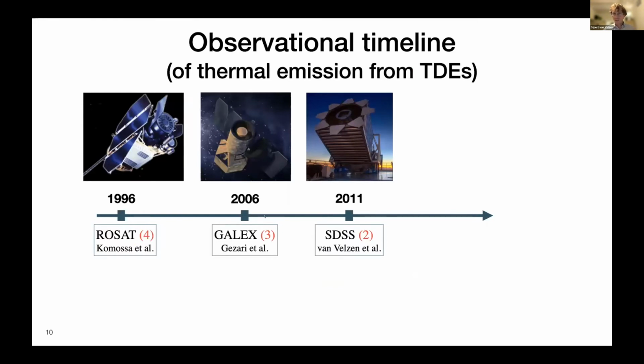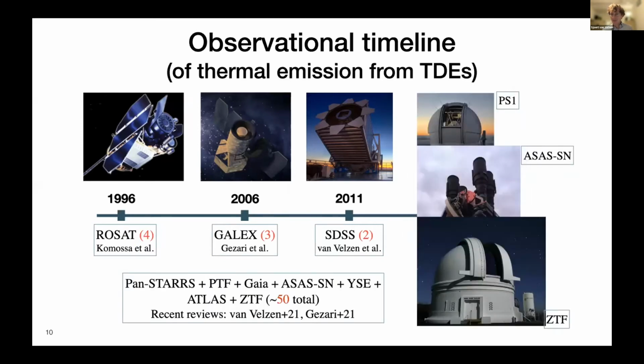Right, the first optical discovery, perhaps most relevant for this talk here, was in 2011 with SDSS. And then if we fast forward to today, there are many optical transient surveys obviously going on, and we have about 50 tidal disruption events with sort of ZTF dominating the number counts now.